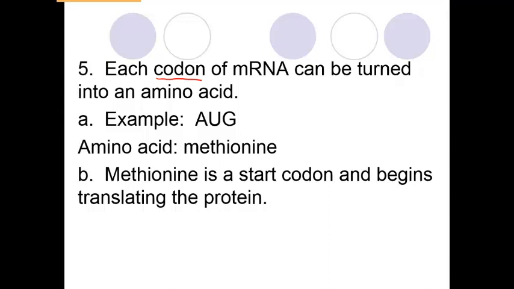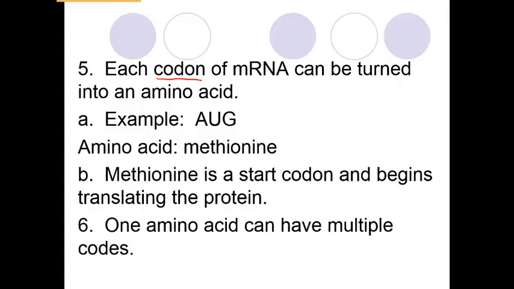When we are doing examples in class, most of them are going to start with AUG, and when your body recognizes AUG, that means I need to start making a protein right now. That's my start code. Like in a race, when you hear the buzzer or the gun go off, that's the start of the race. Methionine is the start codon that tells us to start making the protein.